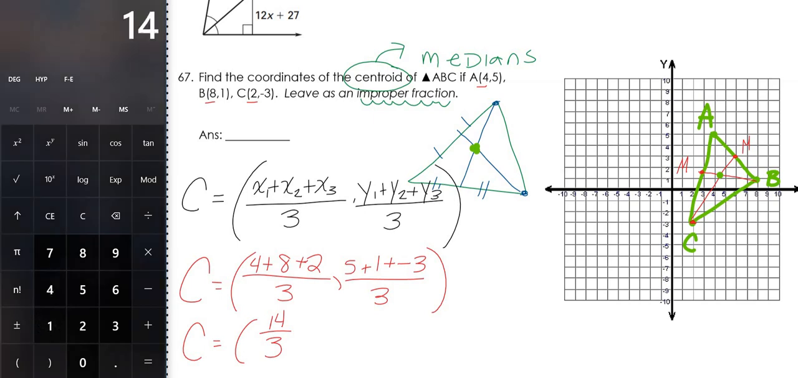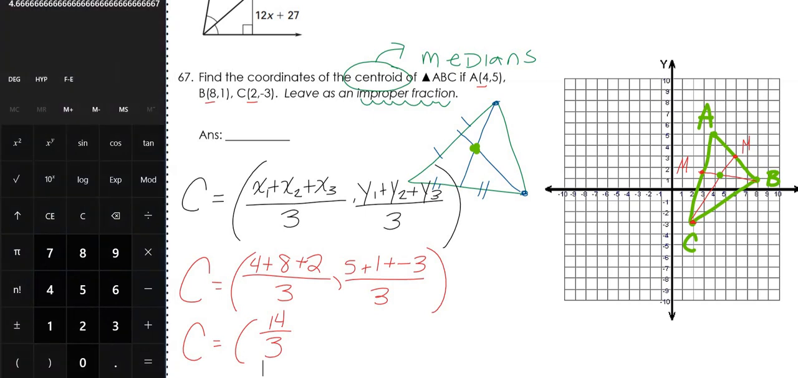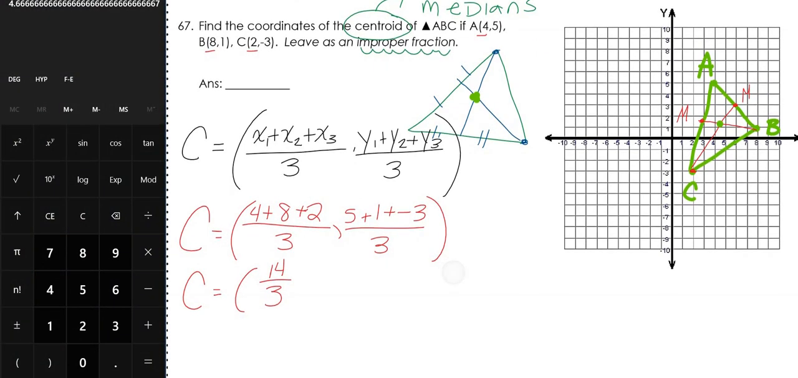If we put it into the calculator, 14 divided by 3, it's going to be approximately 4.6 repeating. So it's better if I leave it as an improper fraction for right now. But for the purpose of plotting, we want to see approximately what that coordinate is as a decimal. So I'm going to write down it's 4.6 repeating, 4 2/3. Okay, comma, 5 plus 1 is 6, plus a negative 3. This is a minus. So it's 6 minus 3, which is 3. So 3 divided by 3, we get 1. So 4.6 repeating, comma 1.